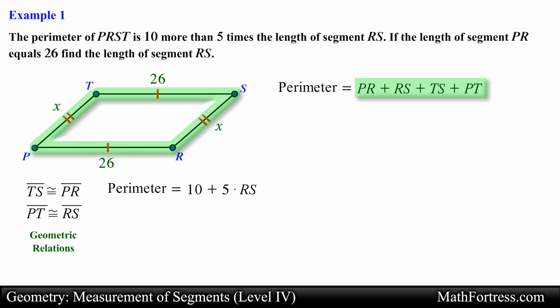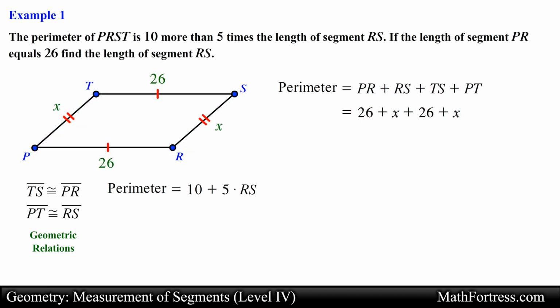Now that we have this relation, let's substitute the numerical and variable expression for each line segment. Then, we simplify the expression by collecting like terms. Doing that, we obtain the following variable expression for the perimeter. The last step is to set the variable expression representing the perimeter of the figure equal to 10 plus 5 times the length of segment RS.